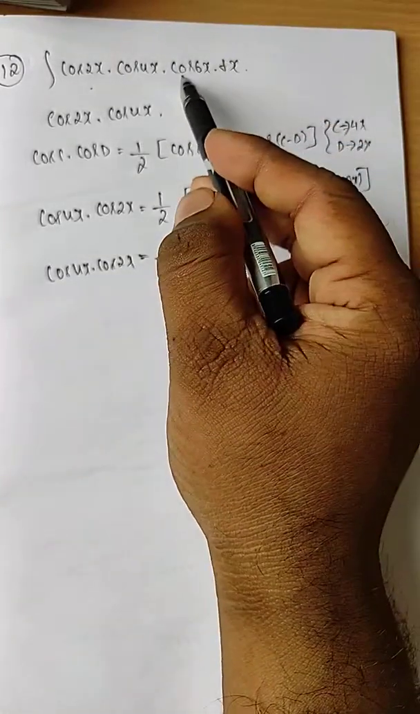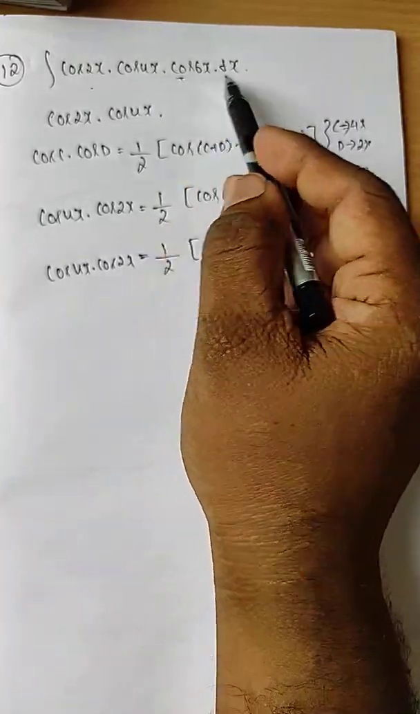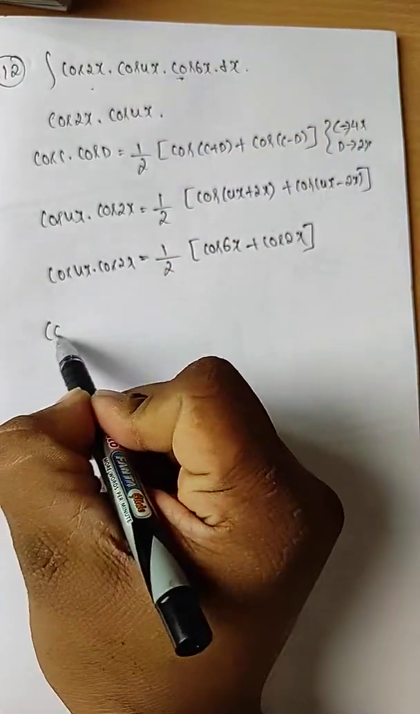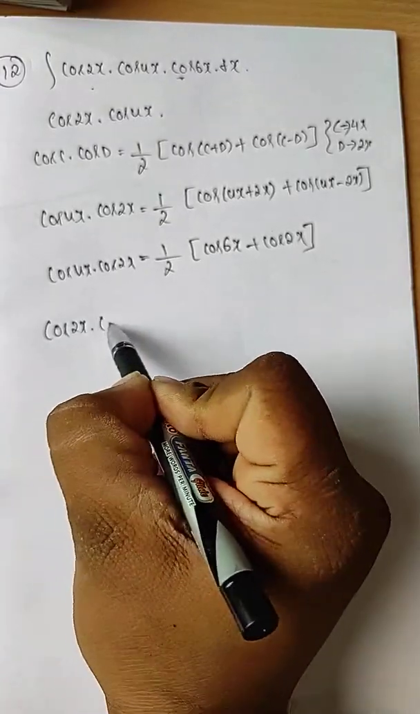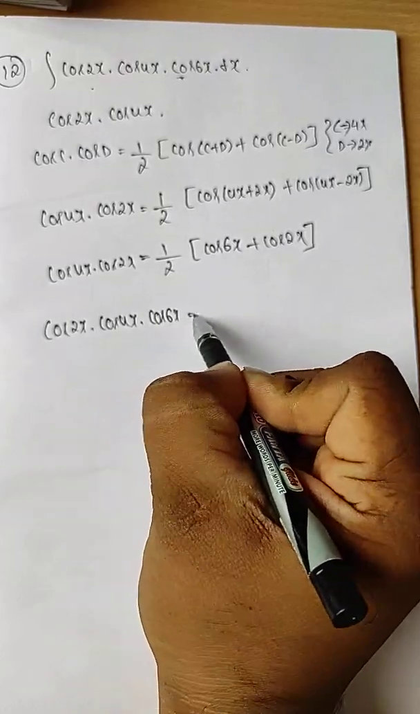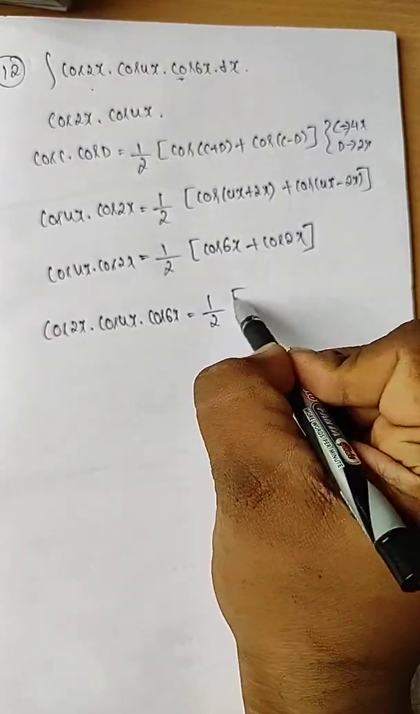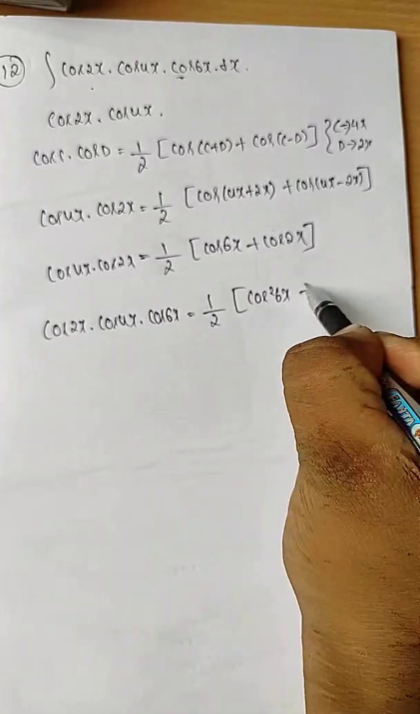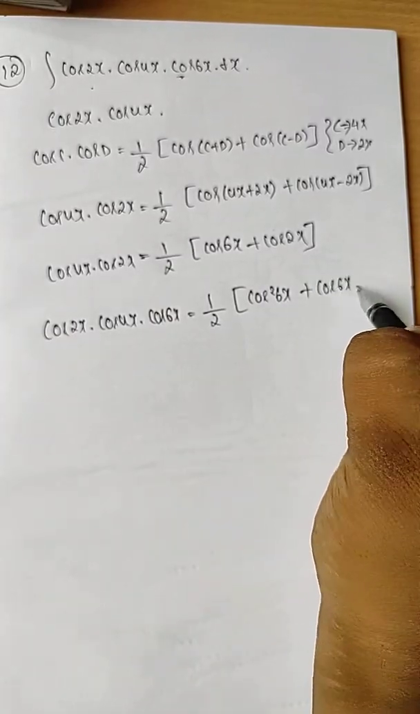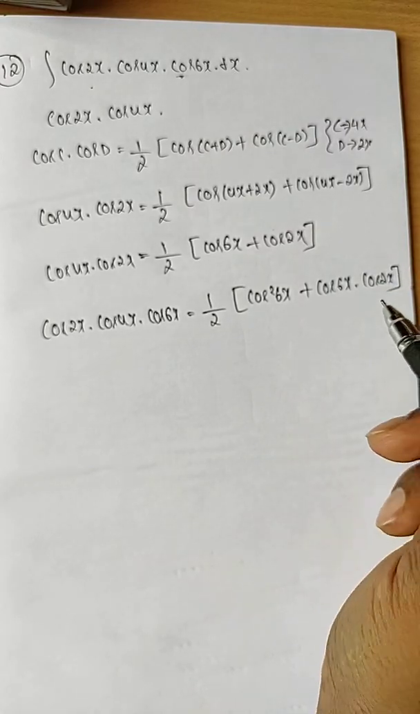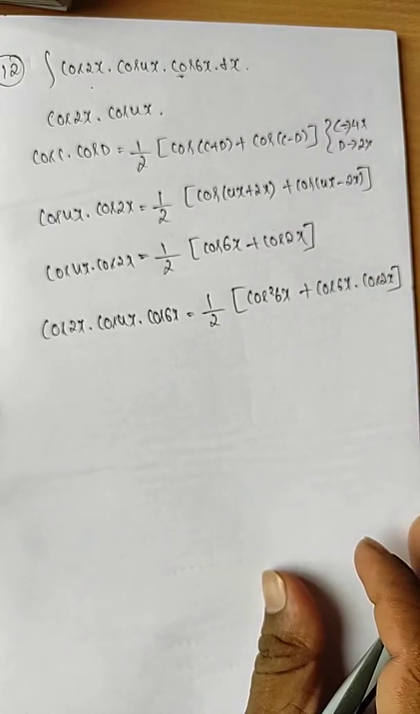Now you want to multiply the cos 6x throughout the equation. If you multiply the cos 6x throughout the equation, we get cos 2x into cos 4x into cos 6x is equal to 1 by 2 [cos 6x is written as] cos square 6x plus cos 6x into cos 2x. Is it clear?